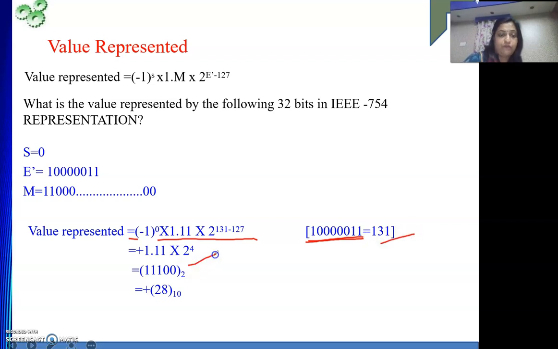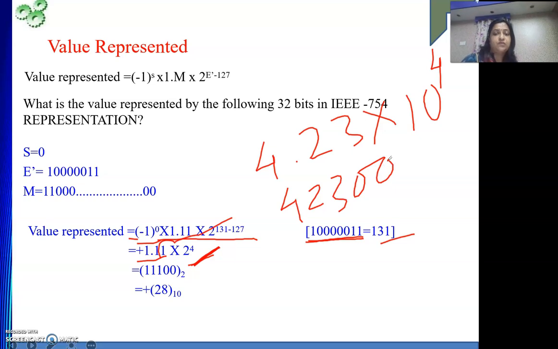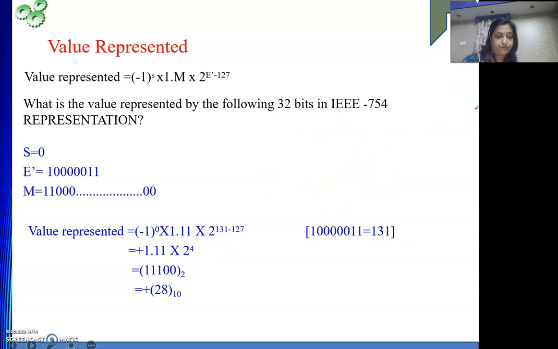So it is 2 to the power 4, and the value is plus 1.11 into 2 to the power 4. If I multiply by 2 to the power 4, the decimal point moves to the right and two more zeros are added. It is the way you do it in decimal: 4.23 into 10 to the power 4 becomes 42300. It is the same thing in binary. In decimal you know it, but in binary there may sometimes be confusion, so I have shown you the analogy.